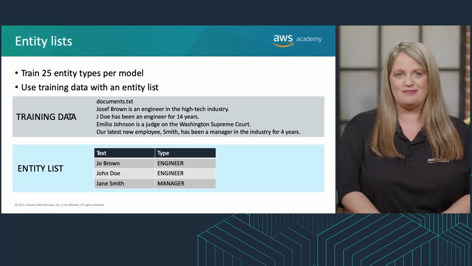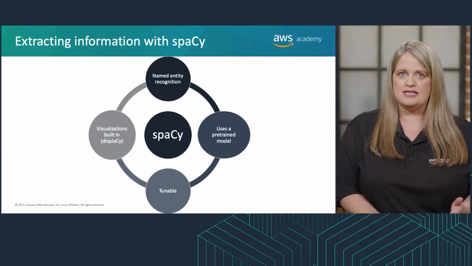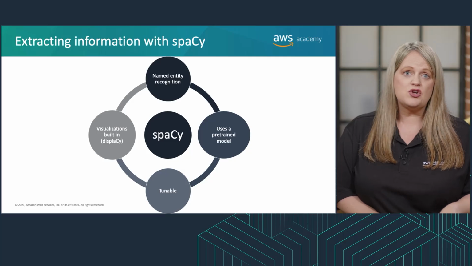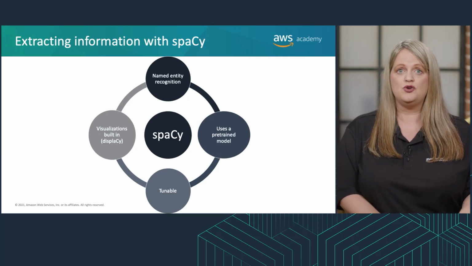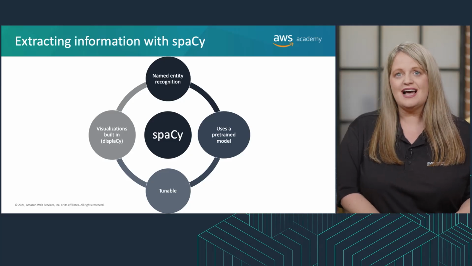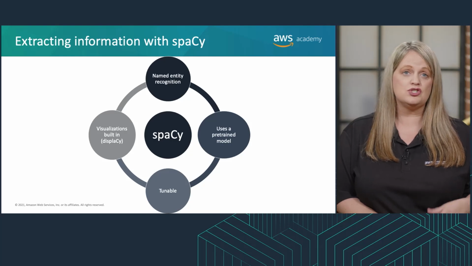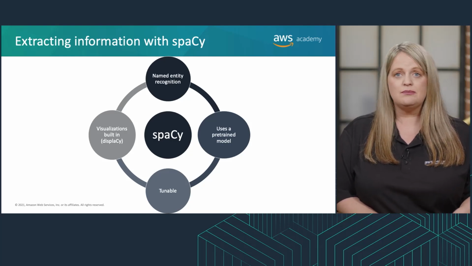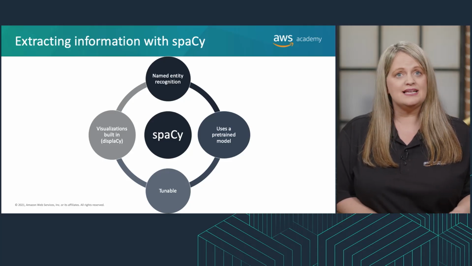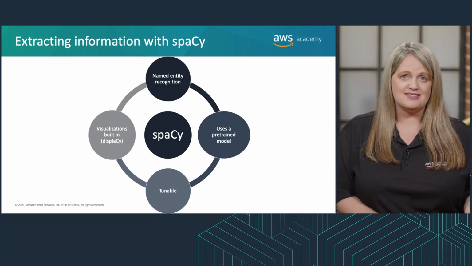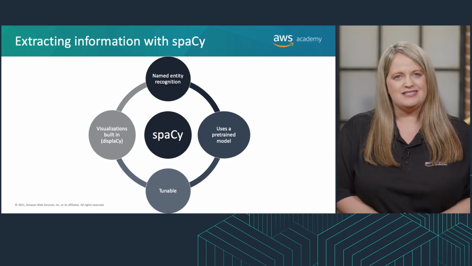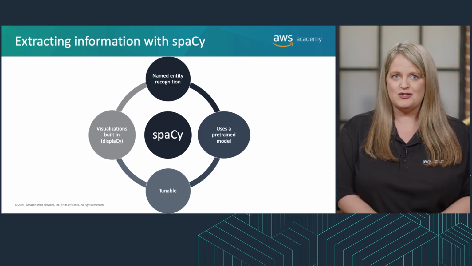spaCy features a statistical entity recognition system, which assigns labels to contiguous spans of tokens. The default trained pipelines can identify a variety of named and numeric entities, including companies, locations, organizations, and products. Entity identification can only be as good as the data used to train the model. You might need to use your own labeled dataset to train the model, especially for domain-specific terms. To update an existing model, you need a few hundred to a few thousand examples. For a new category, you need a few thousand to hundreds of thousands. It can be time-consuming to create these training sets, and it requires human annotators.